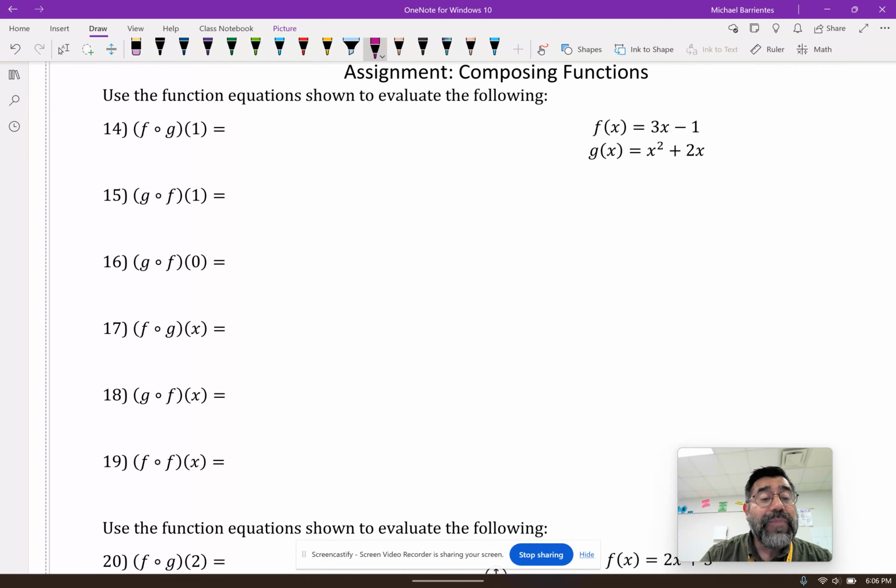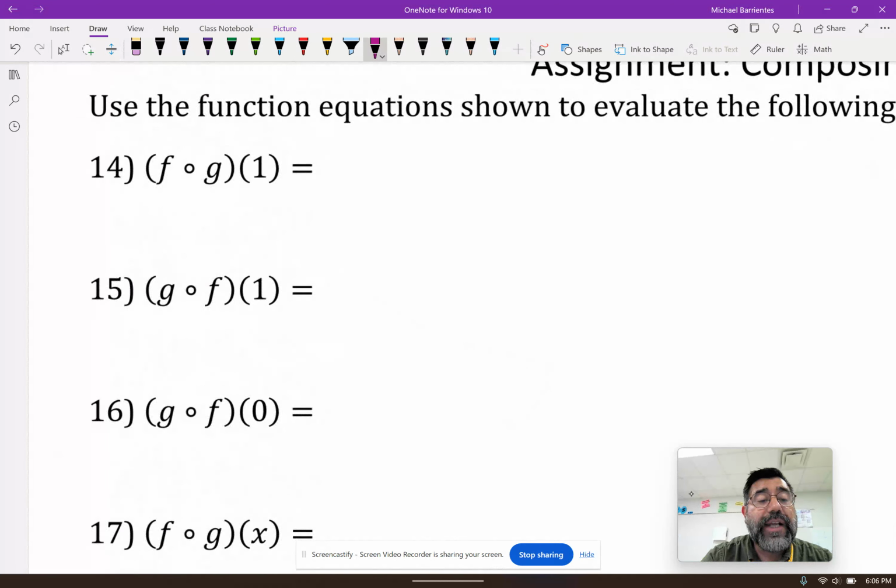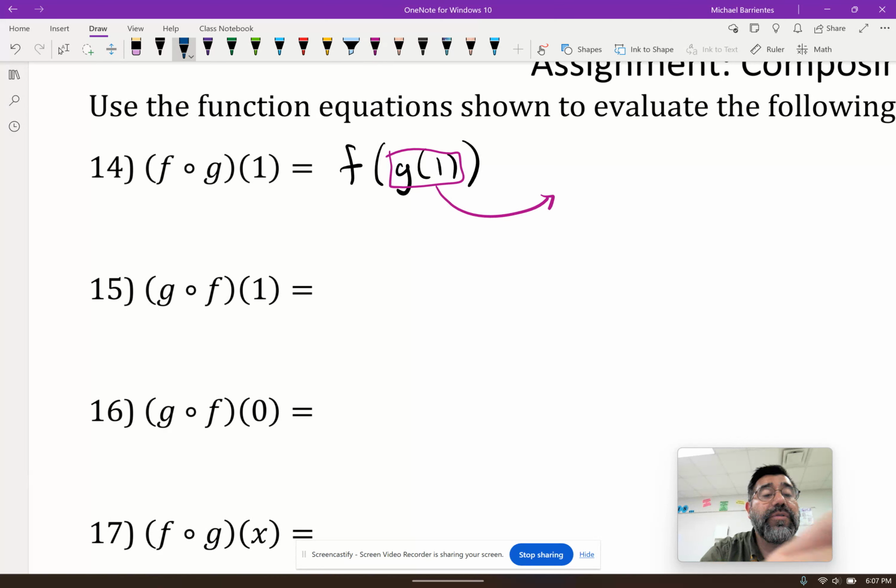So just like before, I'm noticing that 14, 15, and 16 are all composition. And I know that because of this little open circle. So this is a symbol that stands for composition. And the way you read it is f composed with g at x equals 1. But another way to write this would be f of g of 1. And what that means is that we need to do this first in order to get some kind of value out of it, and then plug in that value into the outer function, which is f.